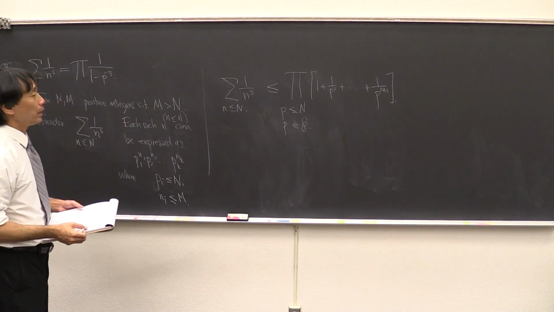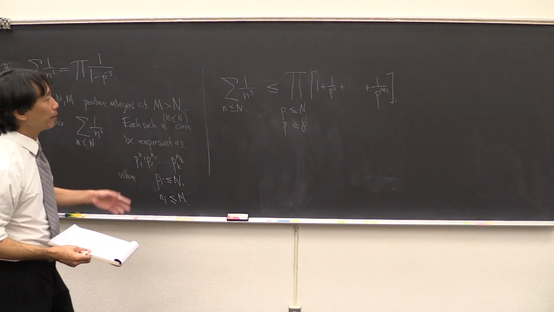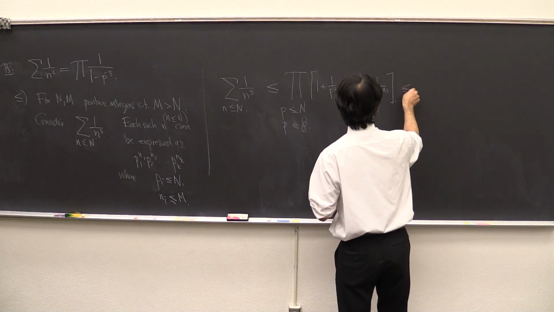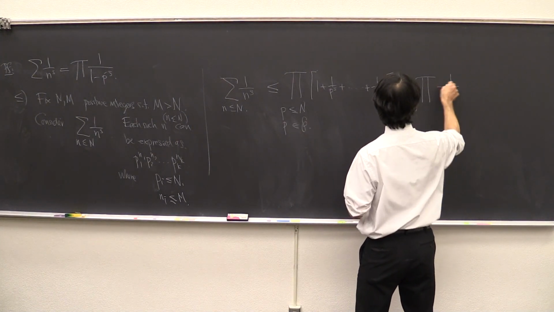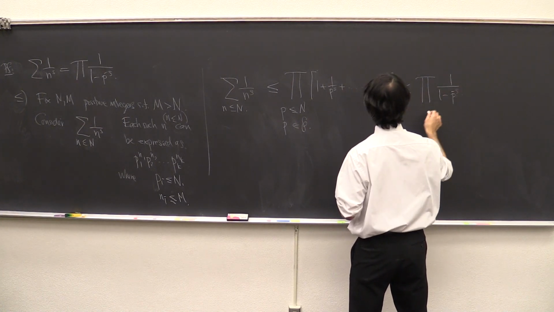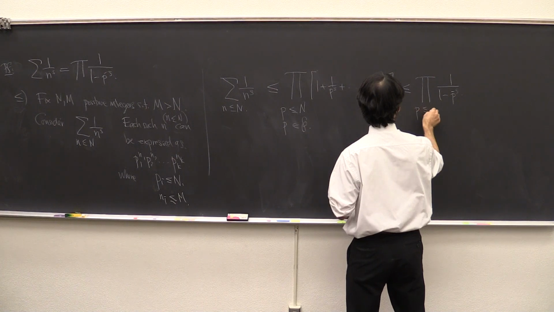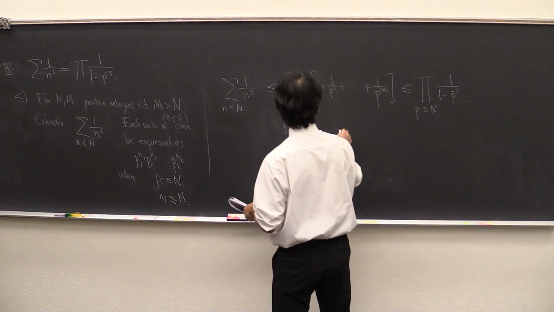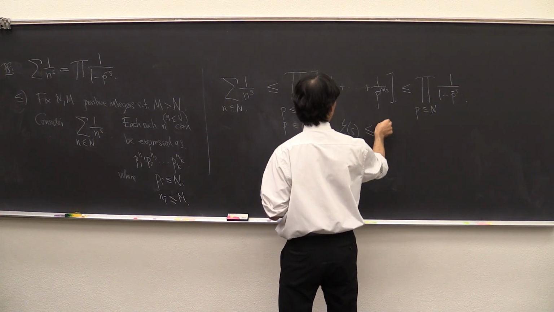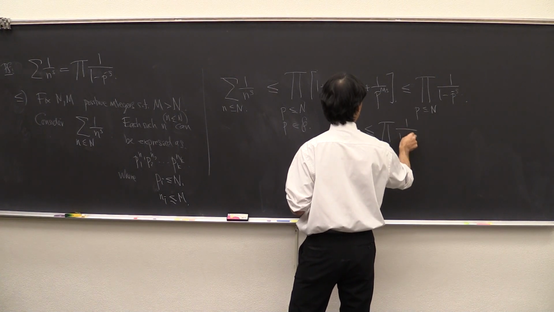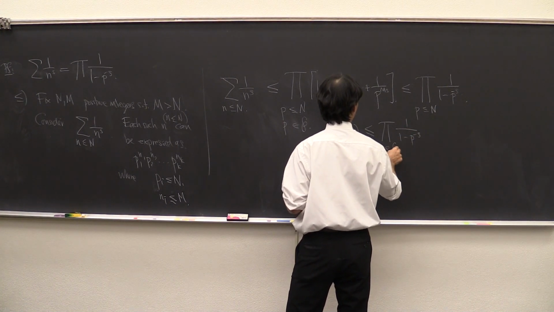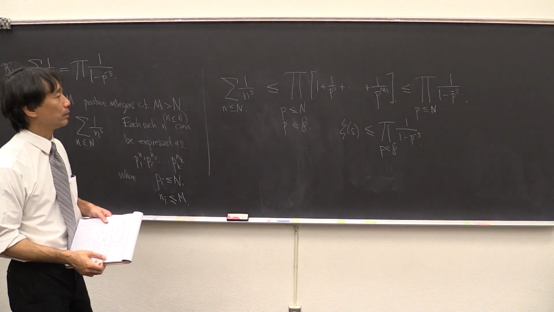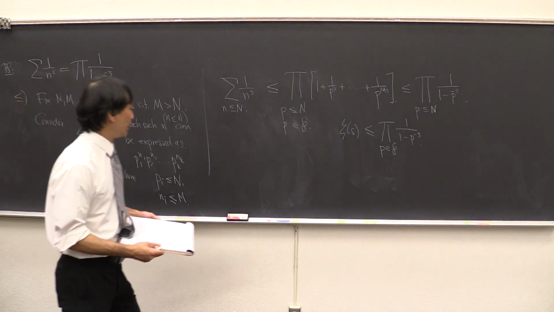Okay. Now if we let m go to infinity, we get this is less than or equal to this, right? And then let N go to infinity, and we get that the zeta function is less than or equal to that infinite product over all primes. Right?